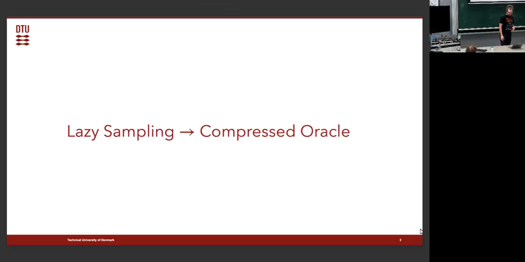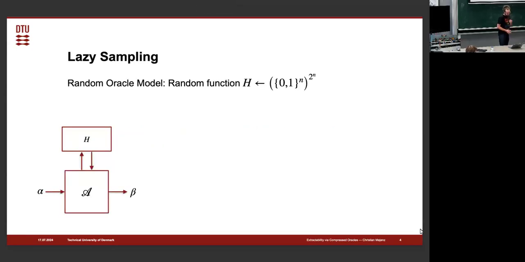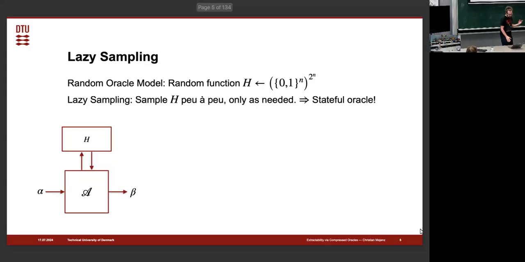So let's start by looking at lazy sampling. This is very basic stuff, so I will probably go quickly. If you have a random function h that maps n bits to n bits, let's say for simplicity, then you can look at algorithms relative to an oracle for this function. And lazy sampling is the technique of statefully simulating such an oracle by not sampling the unused outputs. In other words, whenever a query comes in that has not been queried before, we sample the random output and reply with it.